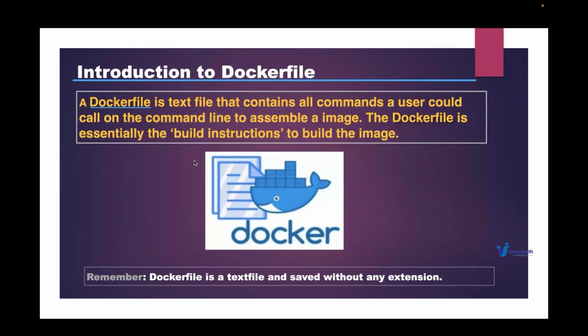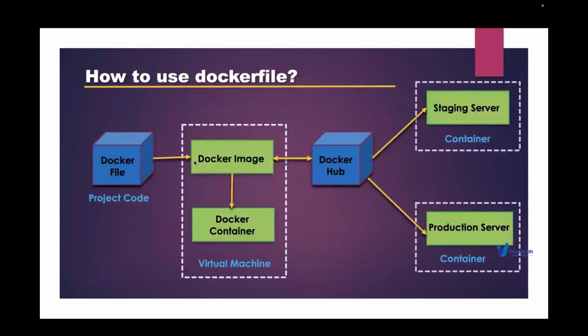All right, so it's just a normal flow I've created just for our understanding. Always read this flow from left to right side, right? So always go from left and then move towards the right hand side. All right, so how to use Docker file?